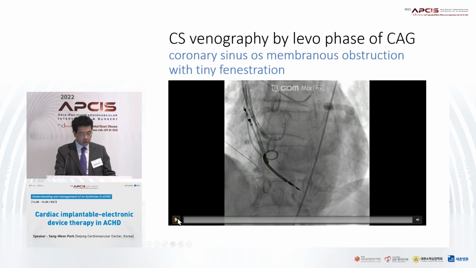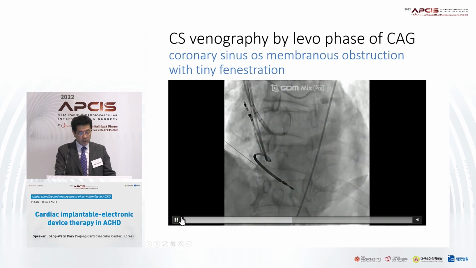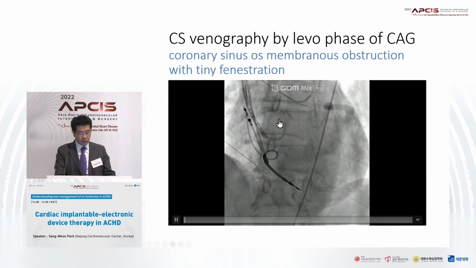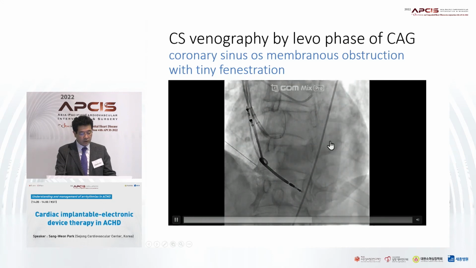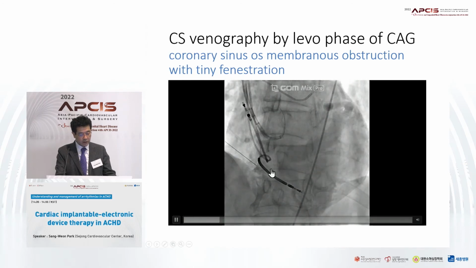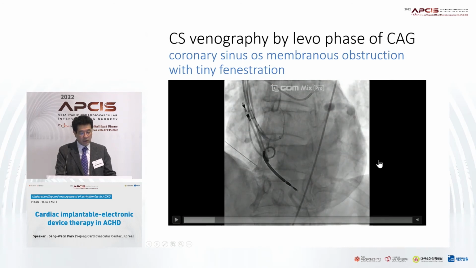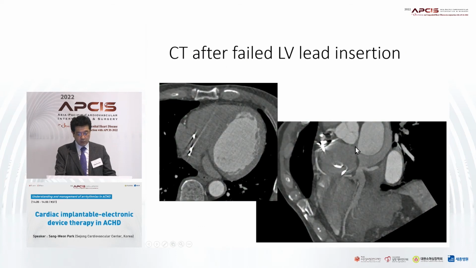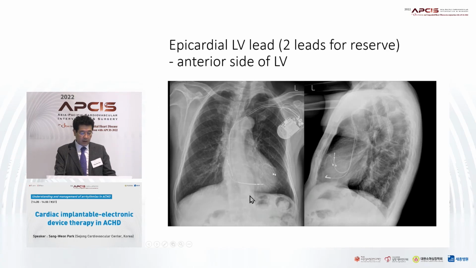So we did coronary angiography to show the left coronary sinus anatomy by left pacing. It showed some membranous obstruction at the coronary sinus area and dilatation of the coronary sinus and myocardial vein. After CT imaging, a membranous structure obstructed the coronary sinus ostium, and the coronary sinus and myocardial vein were dilated. In that case, we called the surgeon for epicardial LV lead insertion.